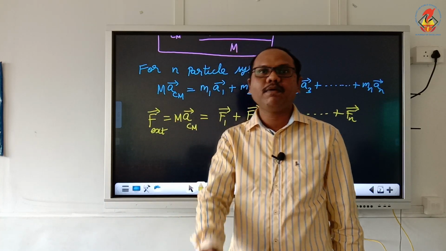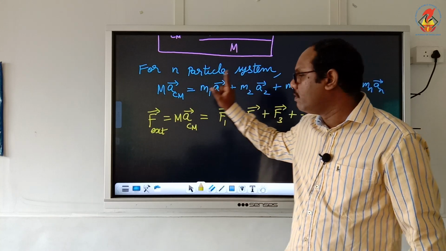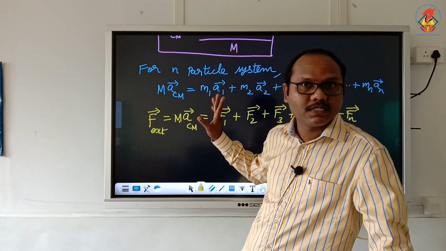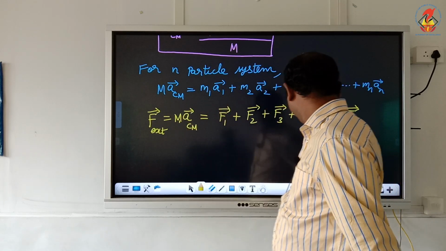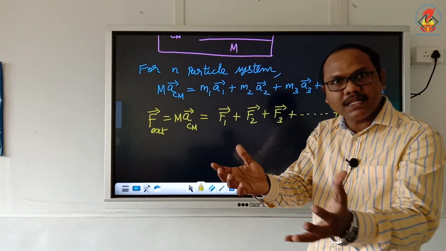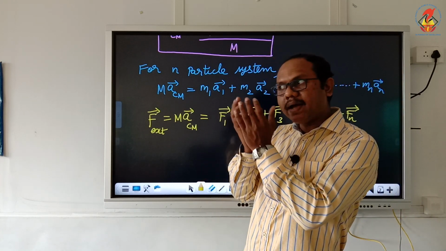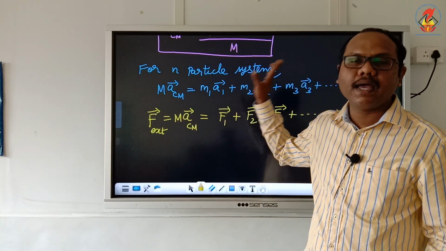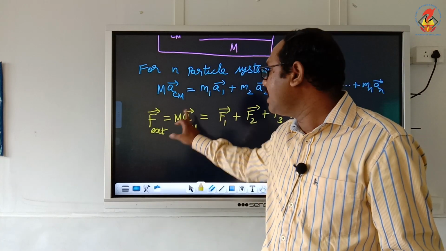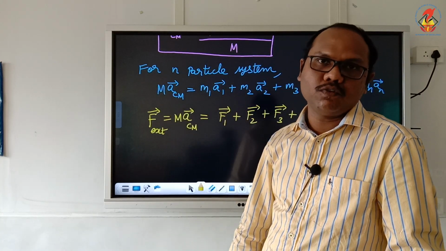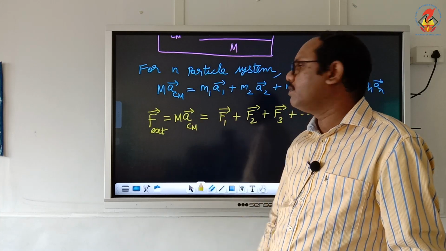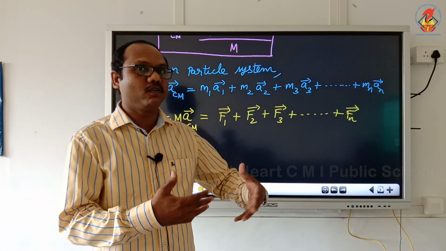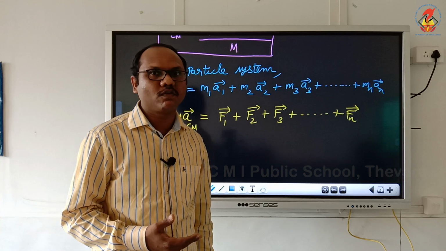The total force can be found by taking the total mass, seeing the acceleration of the center of mass, and multiplying both. So, what you have to do is find the total mass of the body, find the acceleration of the center of mass, and then multiply M and ACM. Then you will be getting the total external force. This is what we call the motion of the rigid body, total force. This is how we will find the total force of the rigid body.